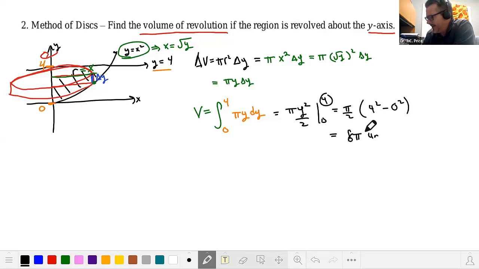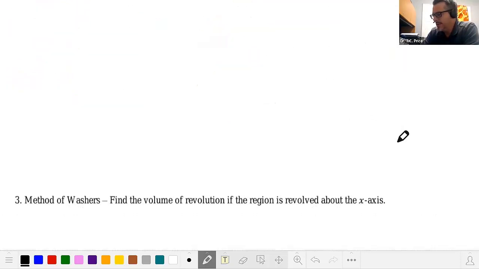And then don't forget, it's units, it's volume, so units cubed. And so that's how you find the volume when you revolve this around the y-axis. All right, so let's move on to the next method here.